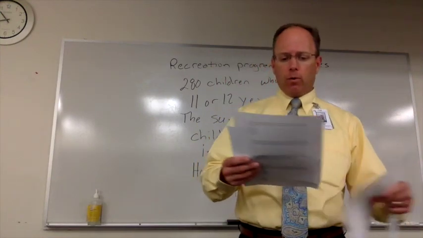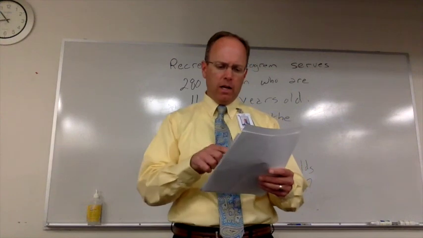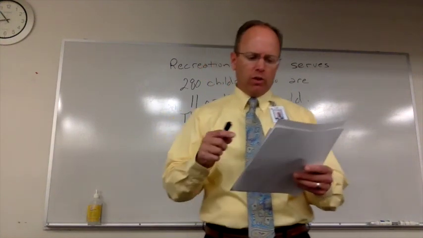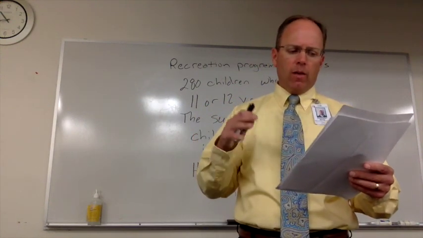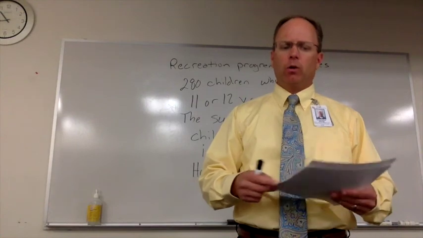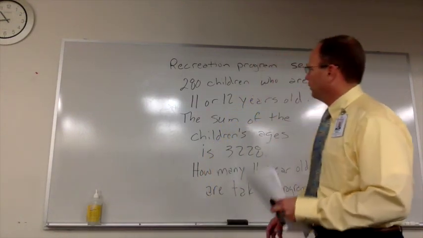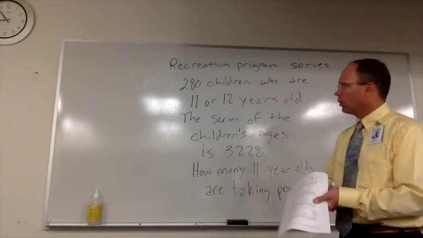Okay? If you remember problem number 5, it talks about a neighborhood program that serves 280 children who are ages 11 or 12. The sum of the children's ages is 3,238 years. How many 11-year-olds does the recreation program serve? Okay, so we have a few things that are going to take place here. We're talking about 11 and 12-year-olds.